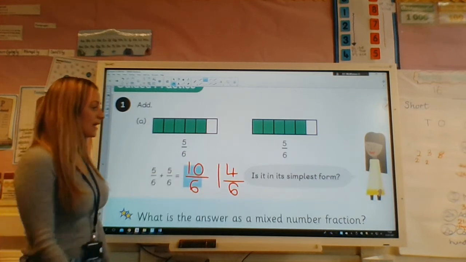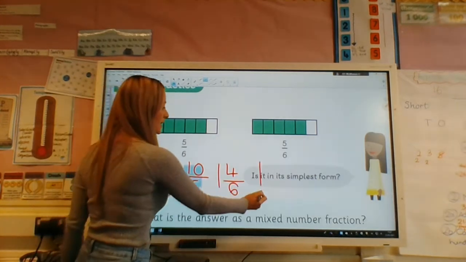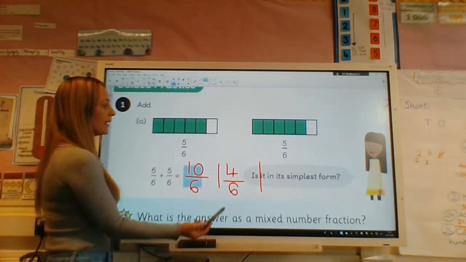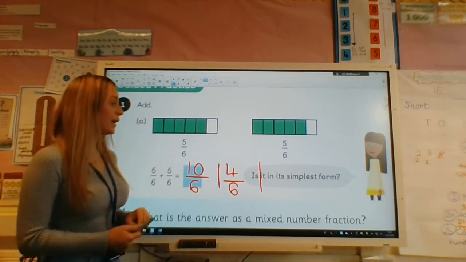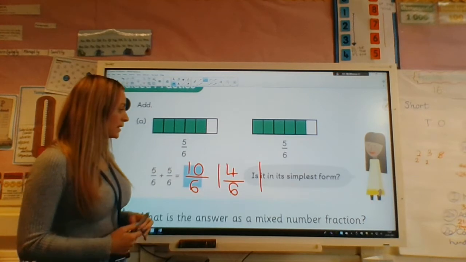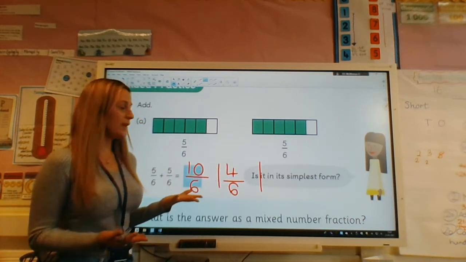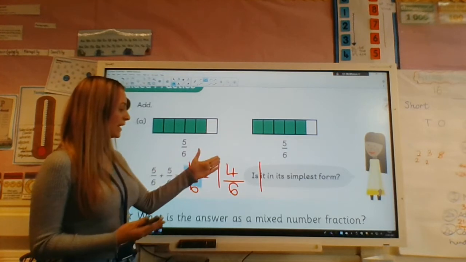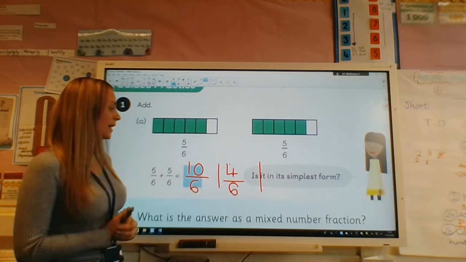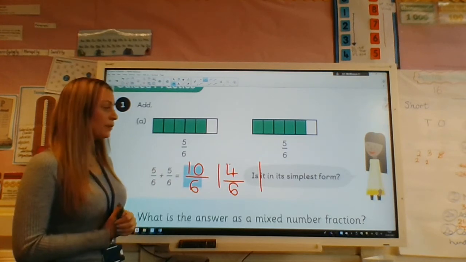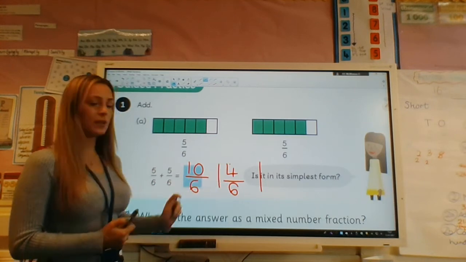Now I want to see if I can simplify this fraction. The whole number stays the same because we can't simplify a whole. Can we simplify 4/6? Can we make that fraction smaller by dividing it? You need to think about what number fits into both. Obviously 1 fits into both, but that would keep the same 4/6. Does 2 fit into both? 2, 4, 6. Yes. Does 3 fit into both? No. Does 4? No. So we're going to divide 4/6 by 2.